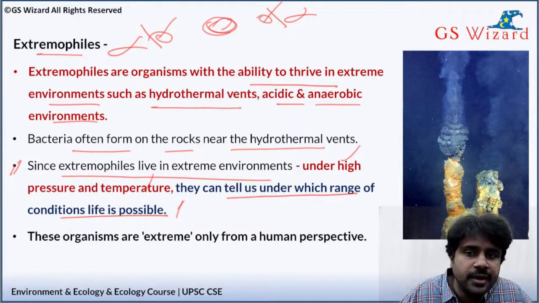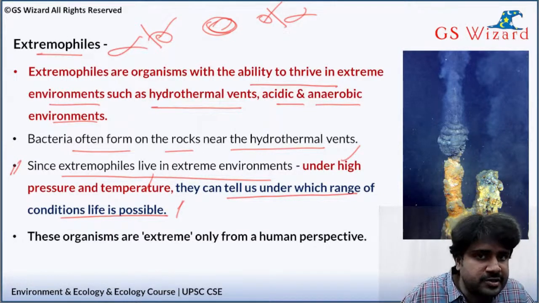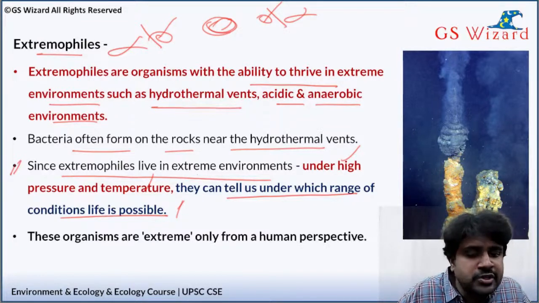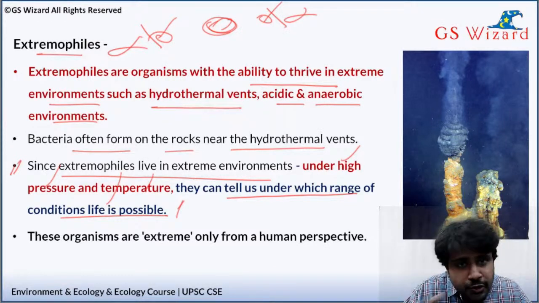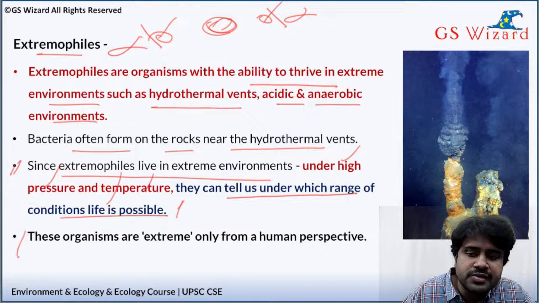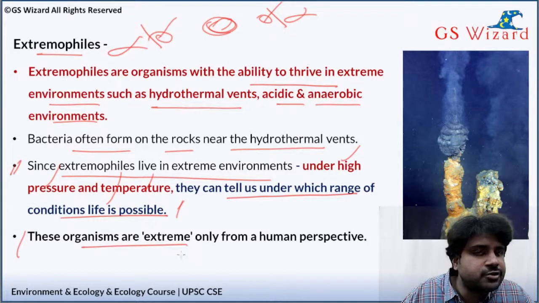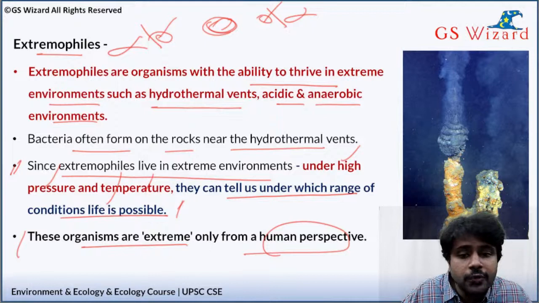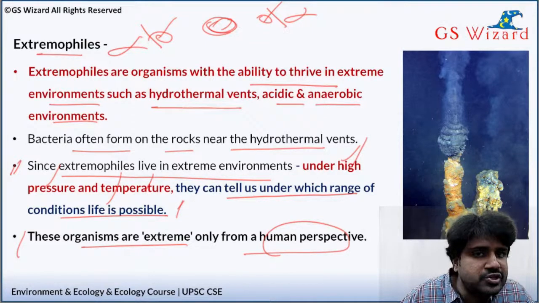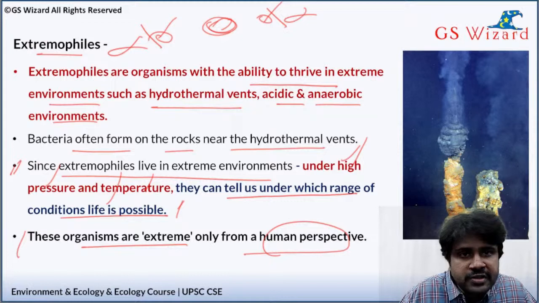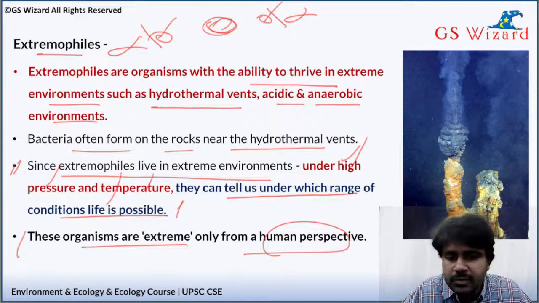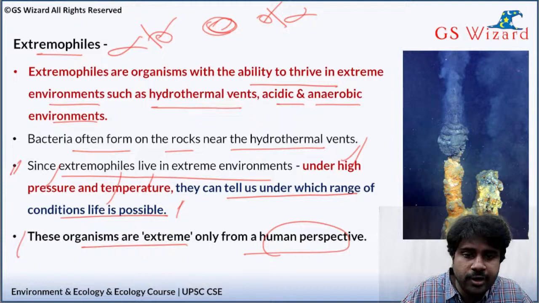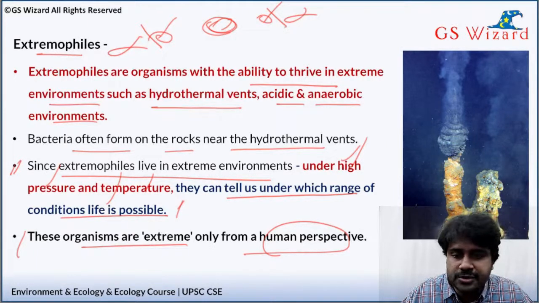I hope you're understanding. And we are calling them extremophiles because they live in extreme environments where high temperature and high pressure are there. But for those organisms, it is normal conditions. That is the reason for this last point. These organisms are extreme only from the human perspective. For us, high pressure and high temperature are extreme conditions. But for those organisms, high pressure, high temperature, or very acidic environment, all these are normal conditions. I hope you understood. Okay? Clear, right? Very good.